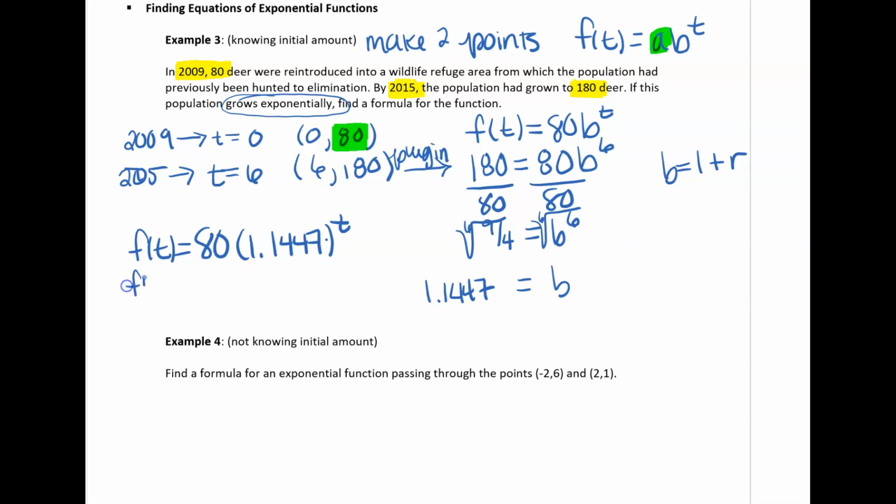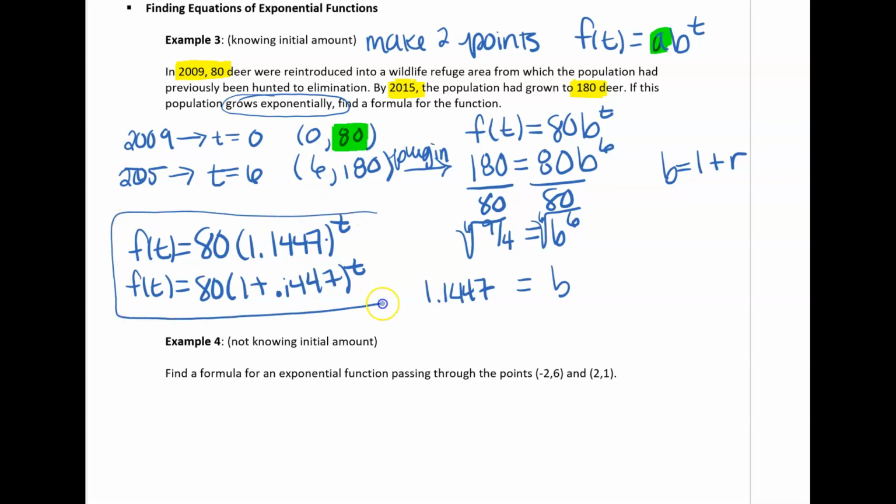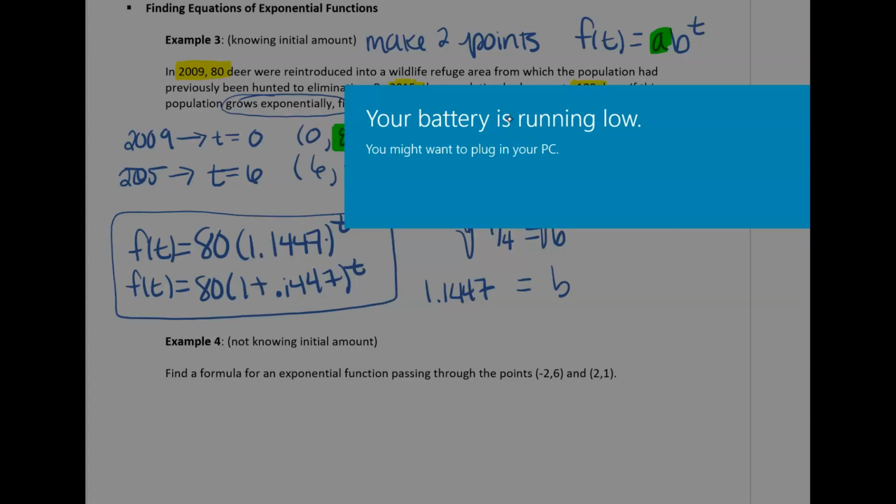If I subtract 1 from that b value, that gives me 80 times 1 plus 0.1447 to the t. So now you can see that 0.1447 was the rate that's coming from it. So either of these 2 functions would work for figuring out a formula for the deer population. And again, if I've kind of lost you a little bit, just pause, backtrack to the beginning, and listen to it again.